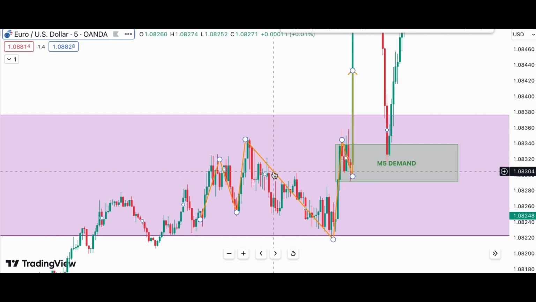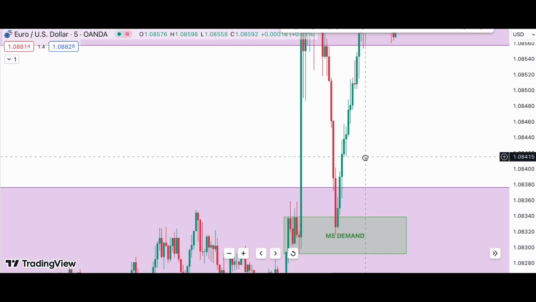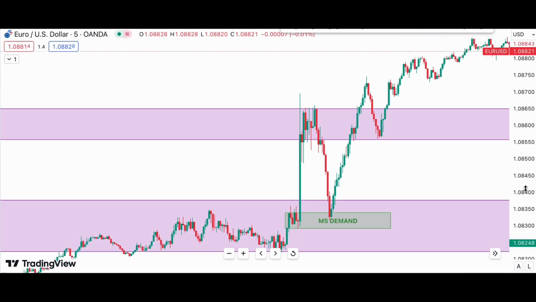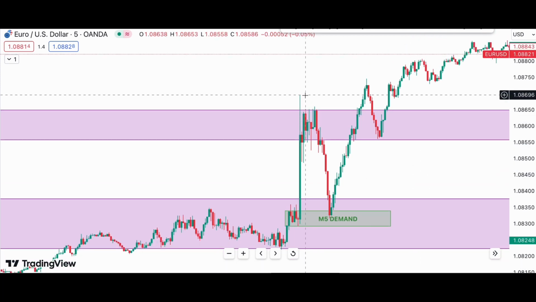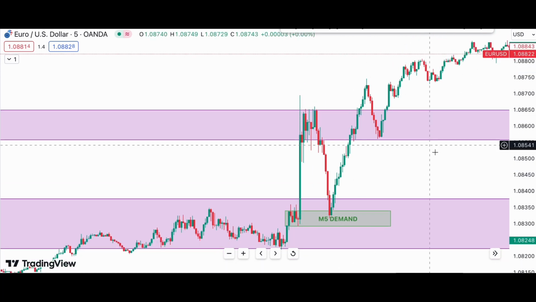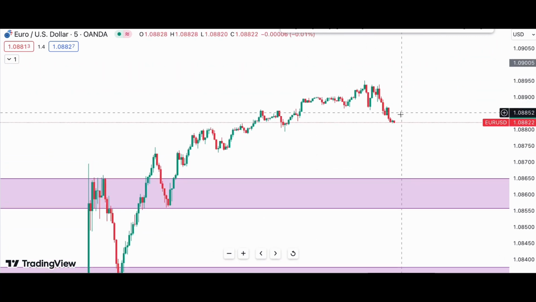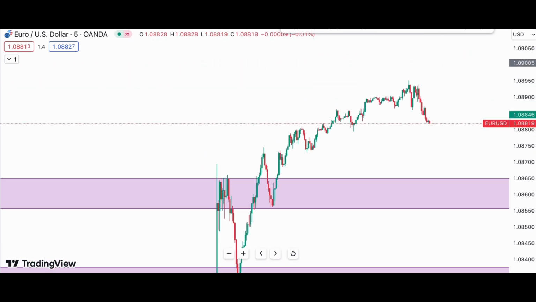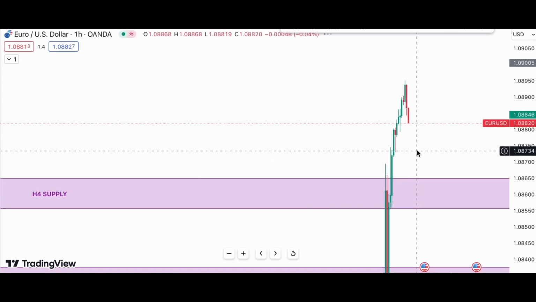So this is where the price has a reaction again and finally sweeps the buy side liquidity. Alright, it goes even higher, even higher. So right now it's a pullback. The price is having the pullback right now.